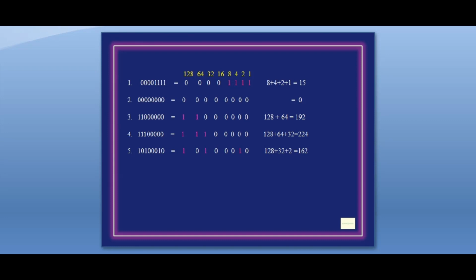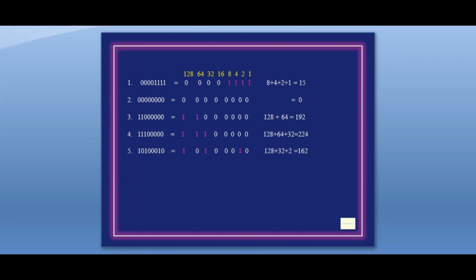Question 2 is all zeros. Here you don't need to go through all the steps. Since it's all zeros, we have nothing to add. The answer is simply 0. Question 3 is 11000000. Step 1 is to make the table. Step 2 is where we place the bits in the table and then we add the values with the bit value of 1. And here it is 128 plus 64, which equals 192 in decimal.